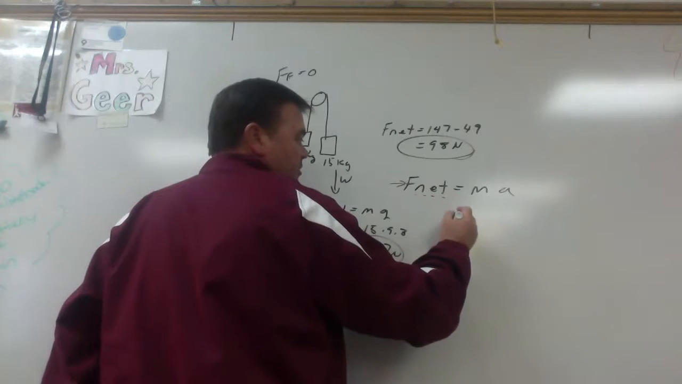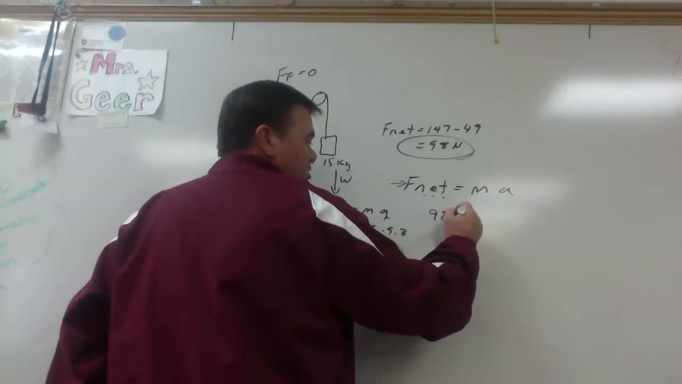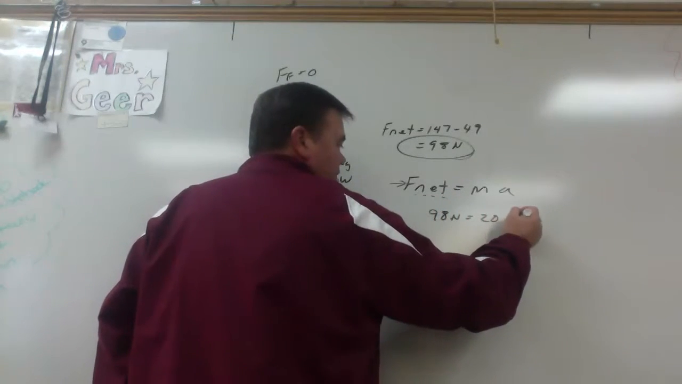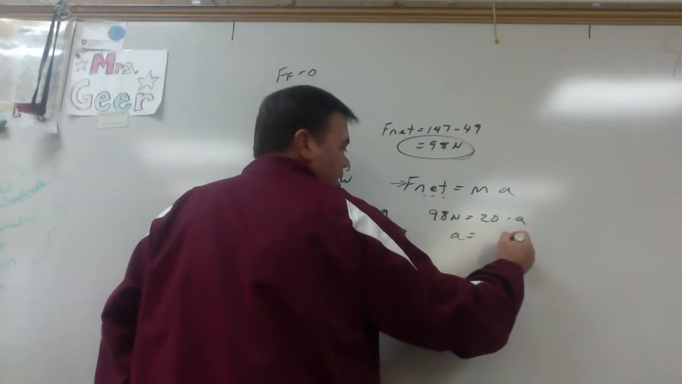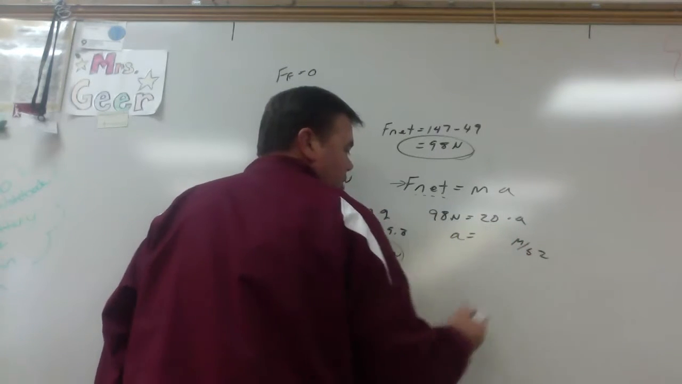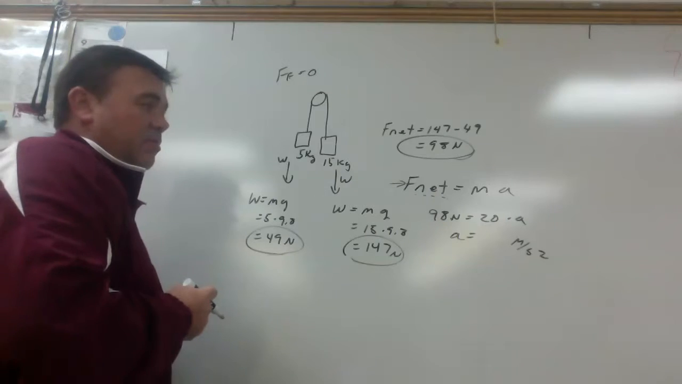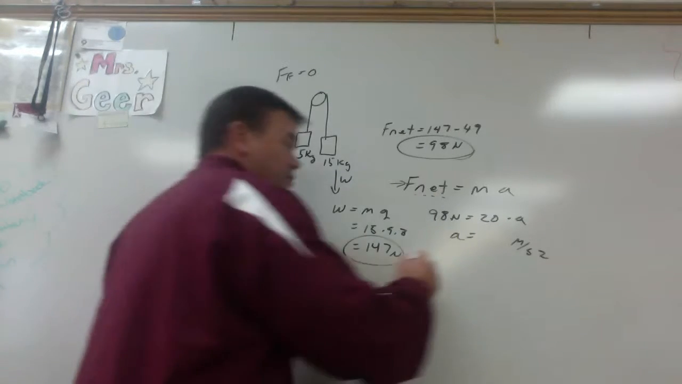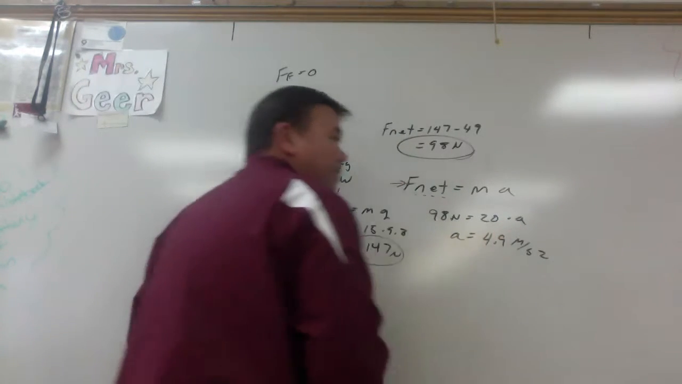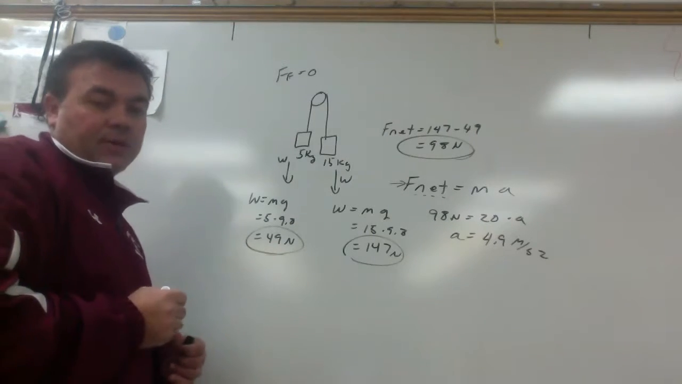All our problems end up here. This is the tricky part to find. So 98 newtons equals 20 times A. A equals something in meters per second squared. 4, almost 5. What is it? 4.9. Okay. Done with that one.